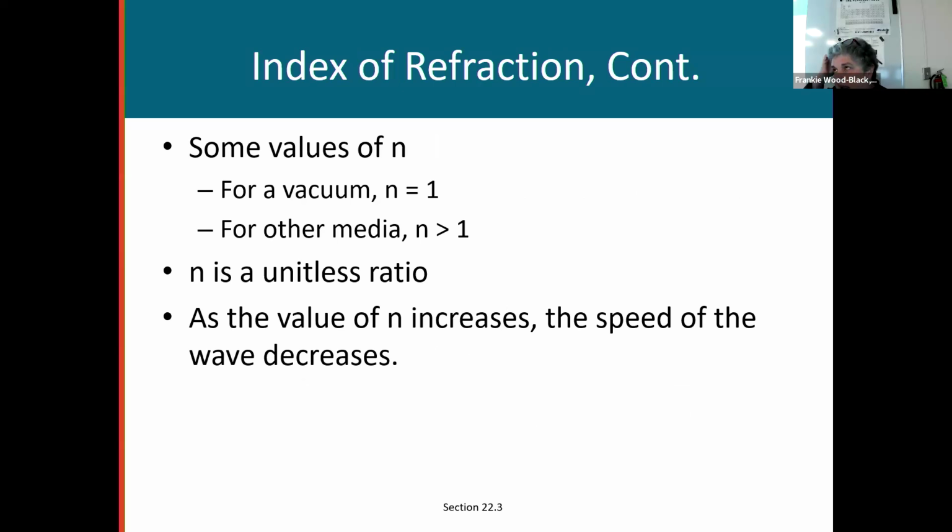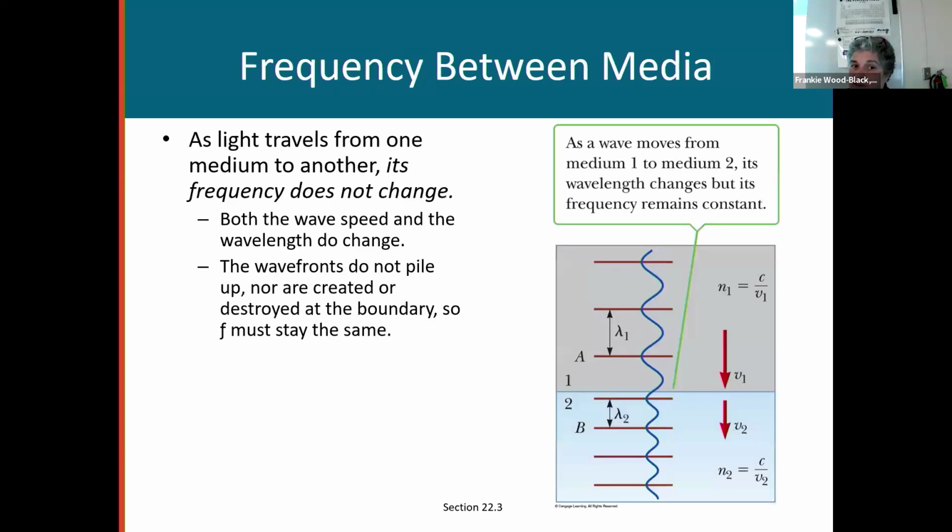And as the value of N increases, the speed of light, or the speed of the wave, decreases. Now, it gets a little funky because then you have changes in frequency-ish. As light travels from one medium to another, its frequency does not change. But remember, the speed is equal to the wavelength times the frequency. So wave fronts don't pile up. They can be neither created nor destroyed.